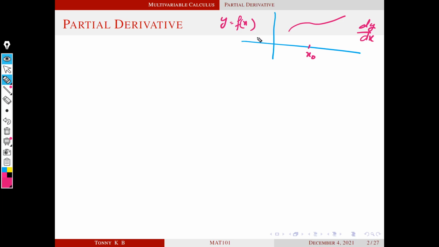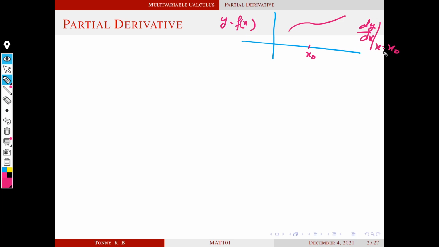equal to f of x. Then we know, suppose this is our function, we consider a point x naught. And what is dy by dx at x equal to x naught? This derivative means it is the rate of change of y with respect to x, because here y is dependent, x is independent. y depends only on one variable x. Okay, then we can analyze what is the rate of change of y with respect to x. That is the meaning of dy by dx.